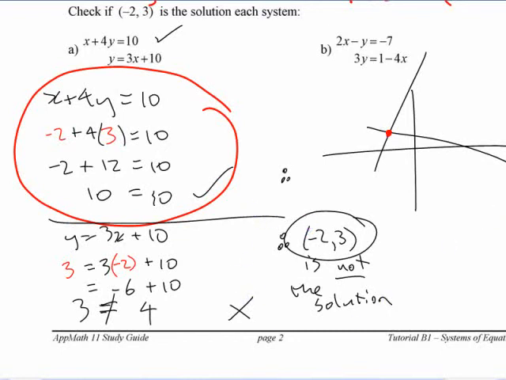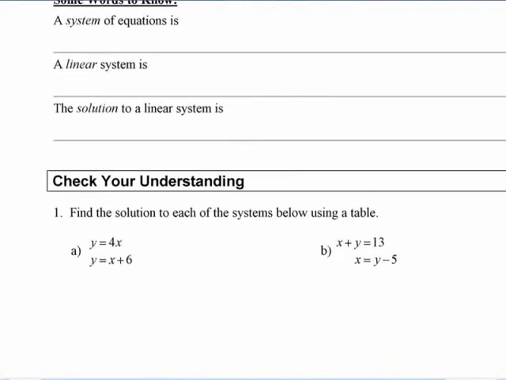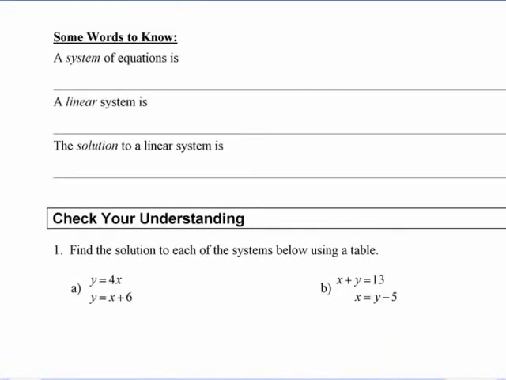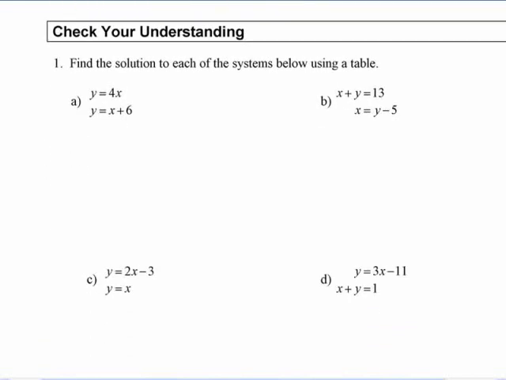All right. Can you get going on working on this? This is one you could finish in the time you have here. We talked about what a system is. A linear system just means the two equations are linear equations. And we talked about what a solution is. You put those in your own words. Get going on some of the questions here. You can make a table for each one of those and go with it.